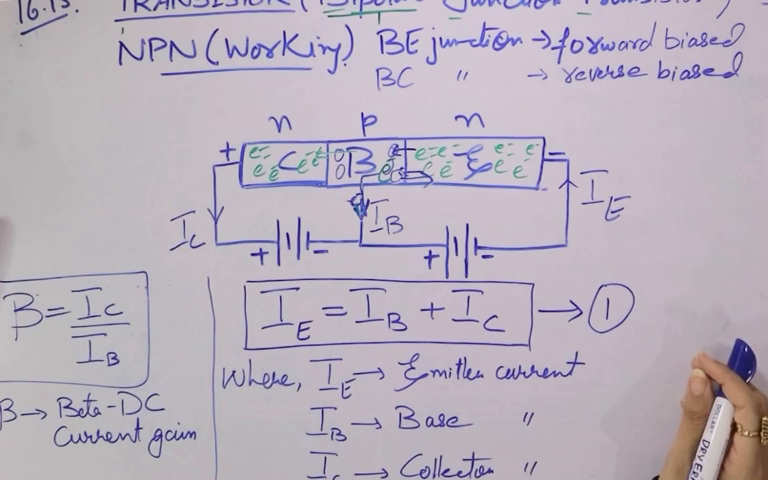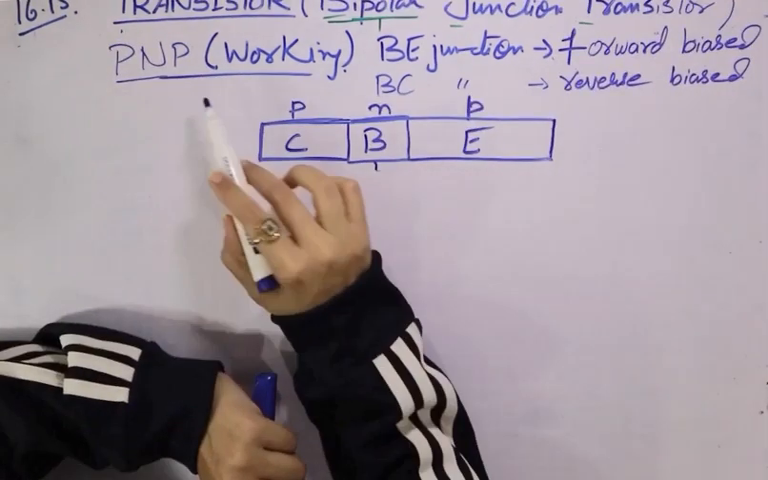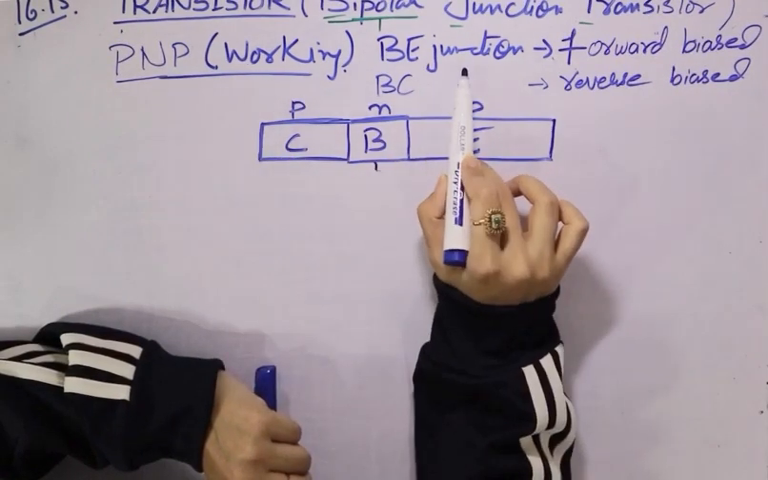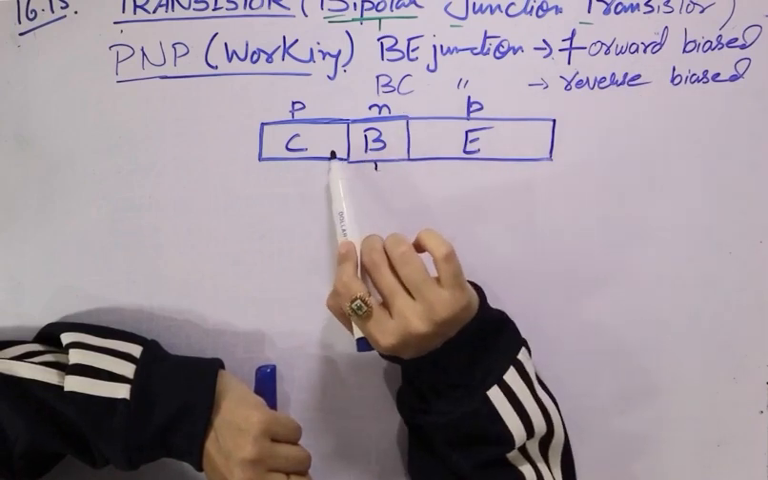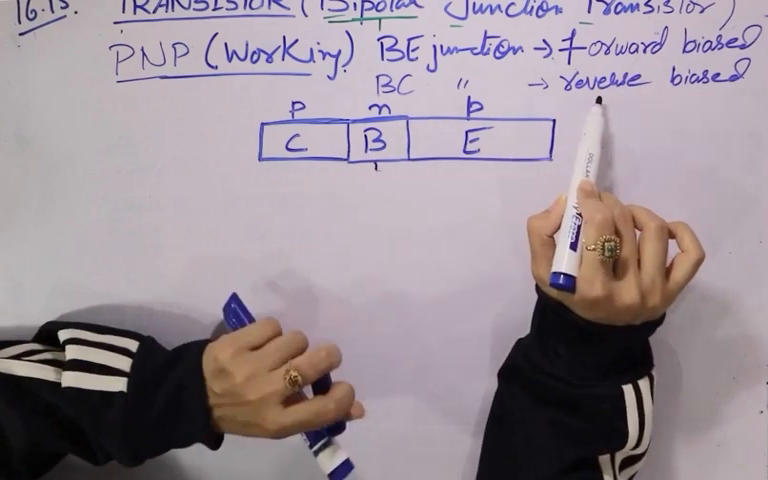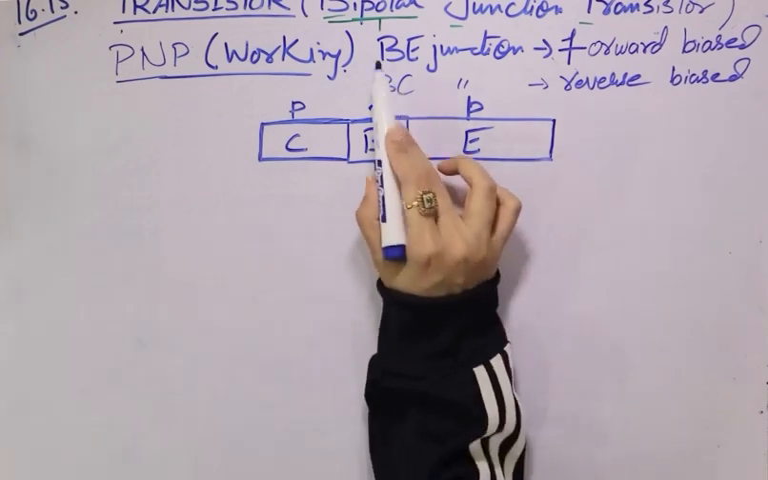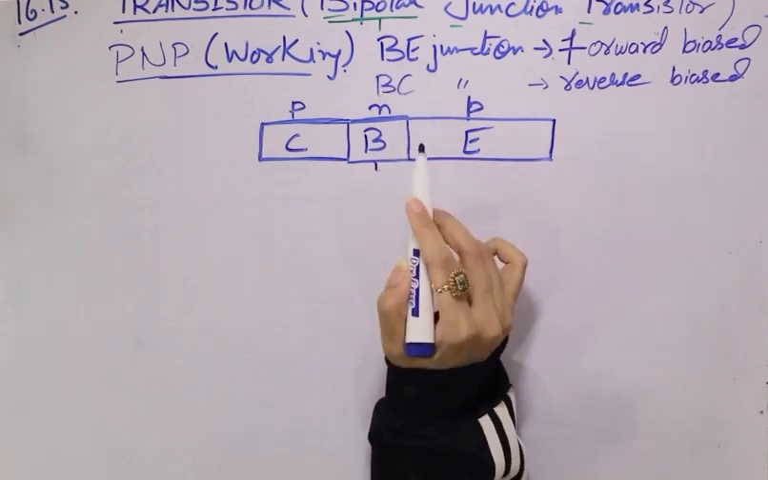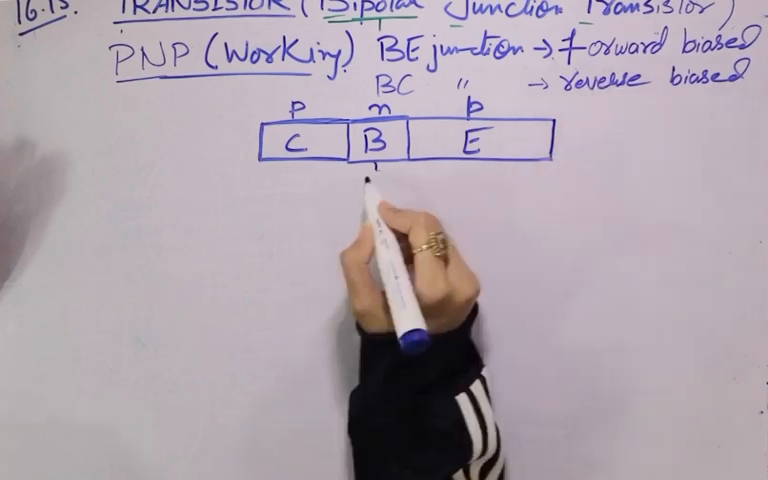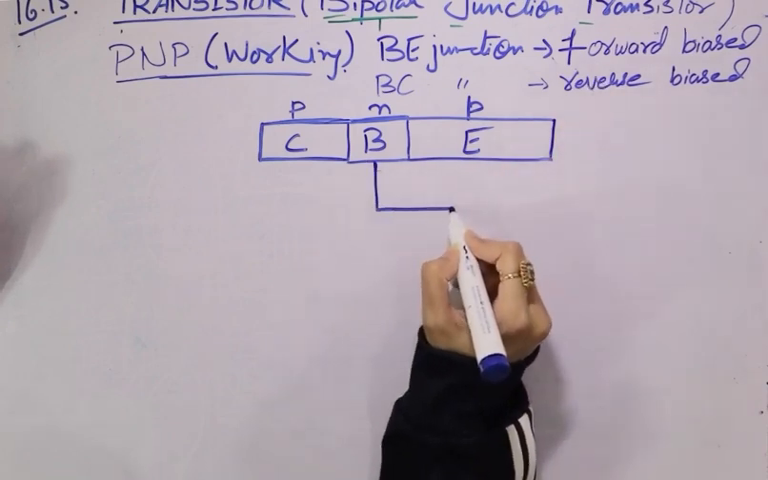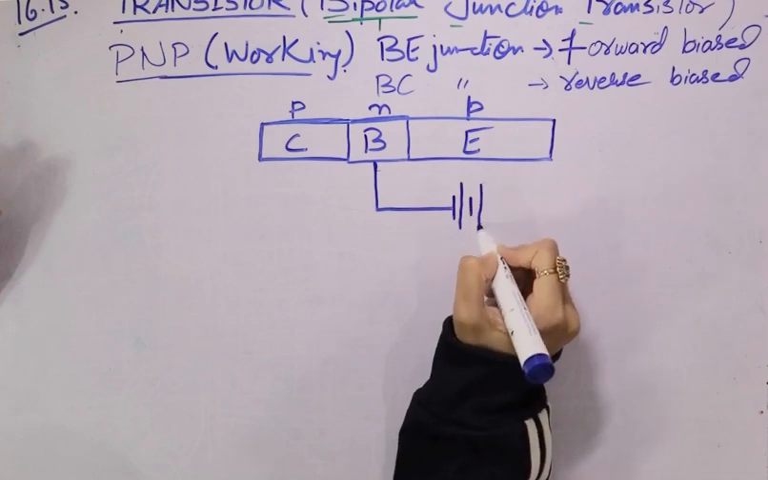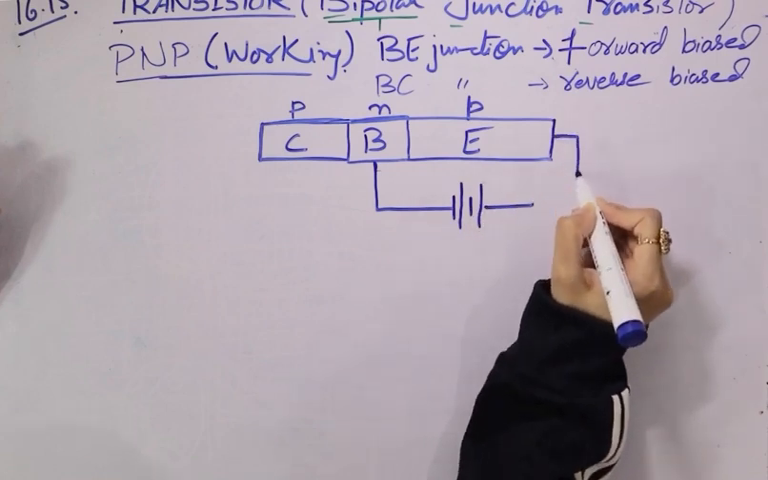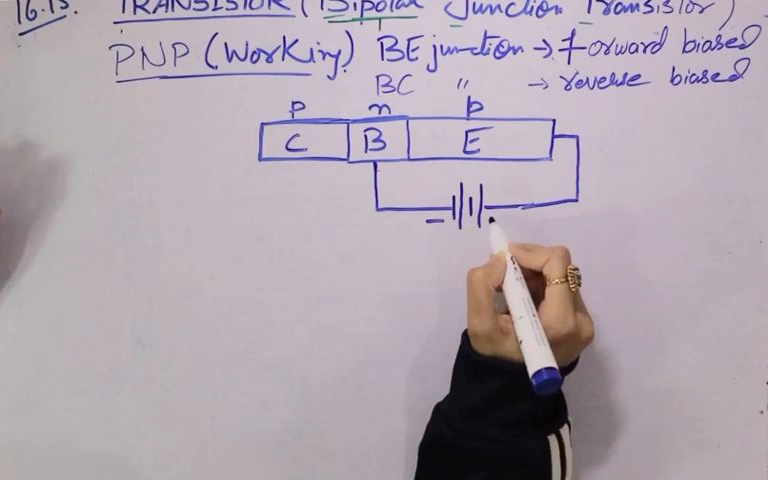Next is PNP transistor. So for PNP आपके पास base emitter junction has to be forward bias and BC, that is a base collector junction, needs to be reverse bias. Let's see, your base emitter junction is this one. Let's try to make this our forward bias. That means N needs to be connected to negative terminal and P needs to be connected to the positive terminal. This is what we did.